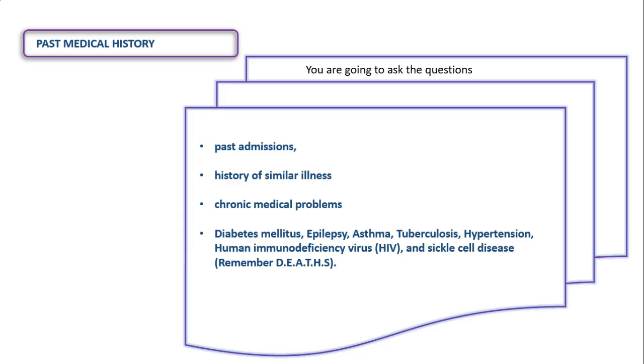The other conditions that you just have to indicate in past medical history, for example, you need to indicate whether the patient is diabetic, has epilepsy, has asthma, has TB, has hypertension. You also ask about their HIV status. Then you also ask if the patient has sickle cell. So the easiest way of remembering this is using the word deaths.